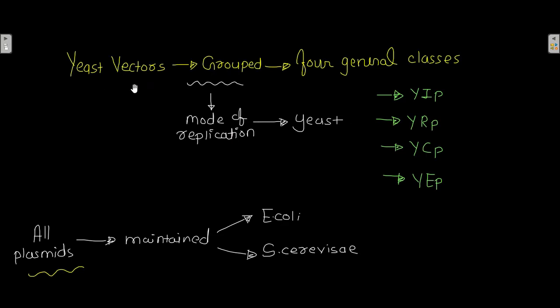Now, these yeast vectors can be grouped into 4 general classes. And what is that classification based on? Well, it is based on how they replicate in a particular yeast, that is, what mode of replication these yeast vectors show. On the basis of that, they are classified into 4 general classes: YIP, YRP, YCP and YEP.